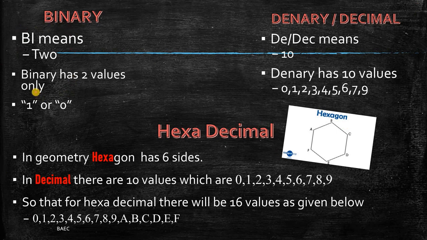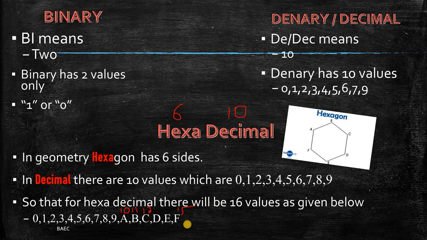So binary uses 2 values. Denary or decimal uses 10 values. Hexa has 6 values, decimal has 10 values, right? 10 plus 6, so there are 16 values in hexadecimal. Okay, what are those 16 values? Are you going to say 0 to 16? No, it's wrong actually. 0, 1 to 9, those are denary values. The next value starts from A. The value of A is 10, B is 11, C is 12, D is 13, up to F, which is 15. Okay, sorry, I'm not good at writing on the slide.